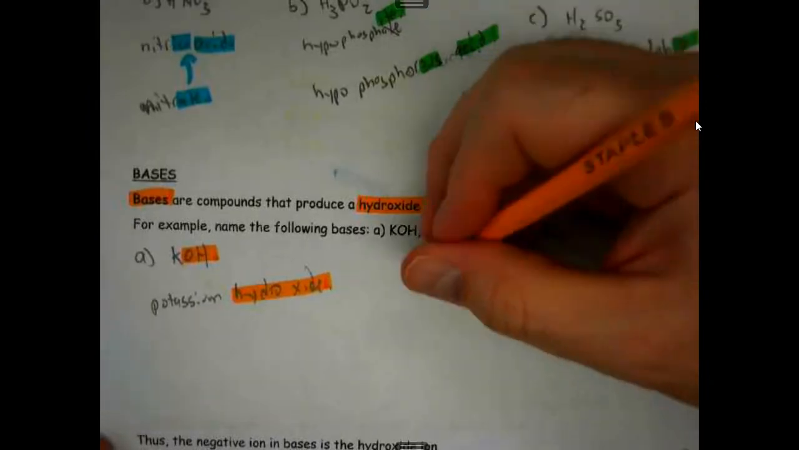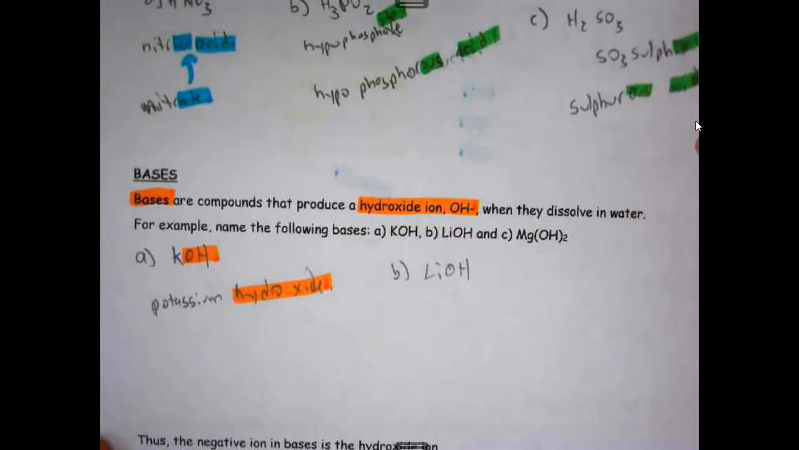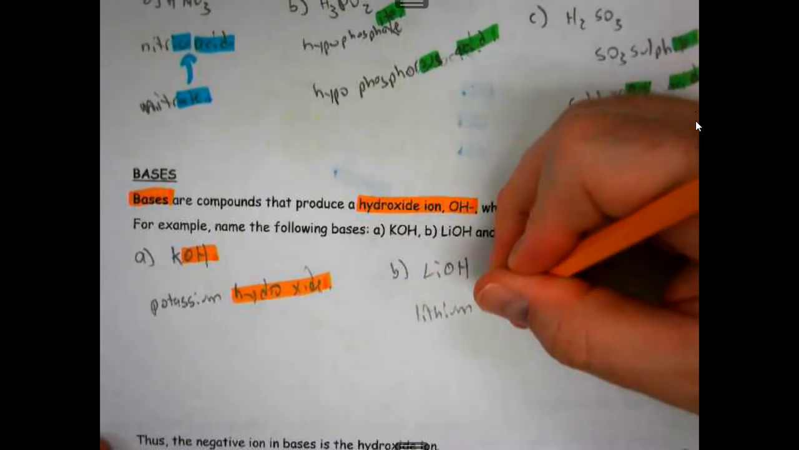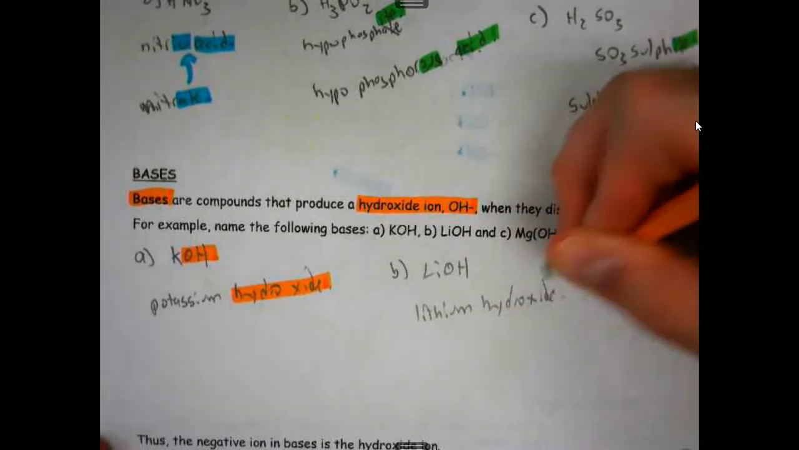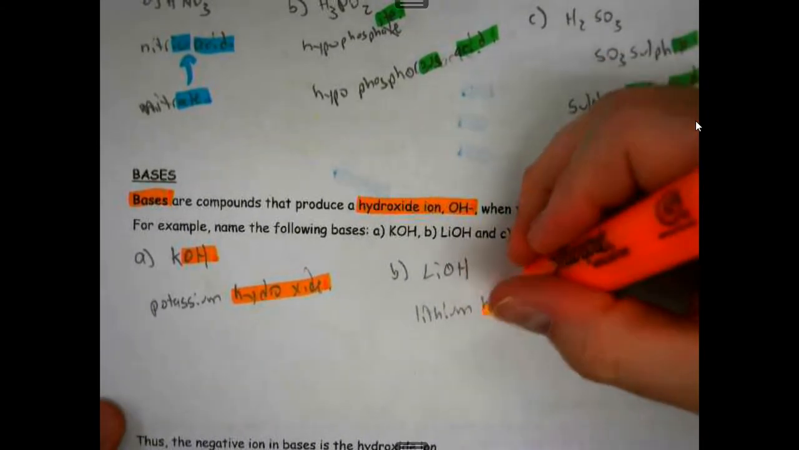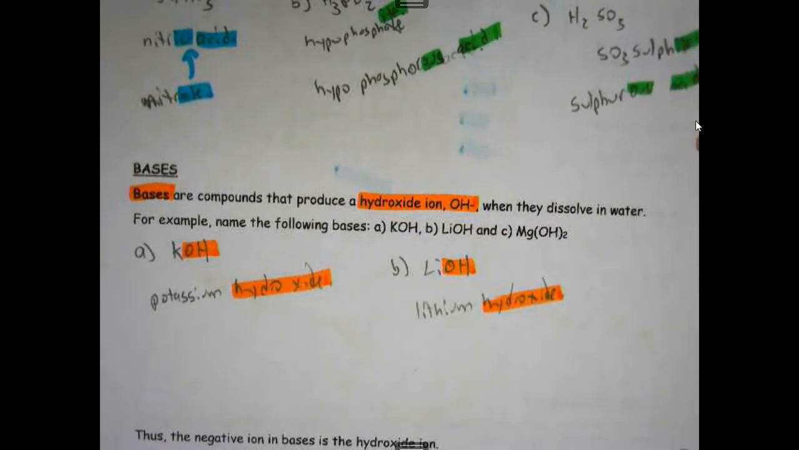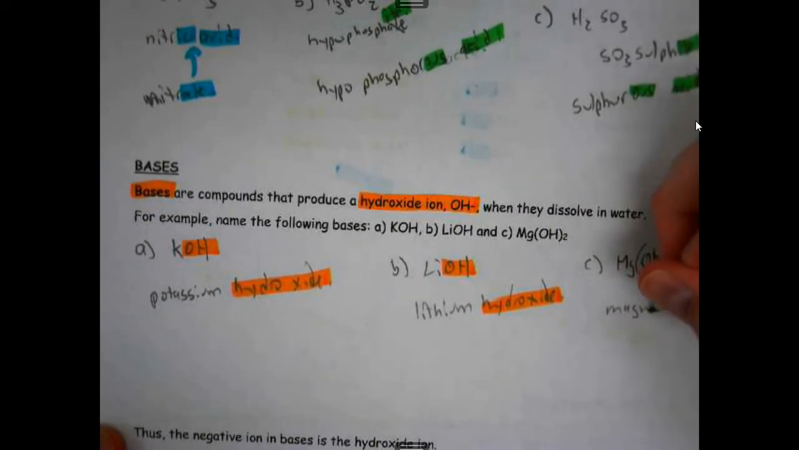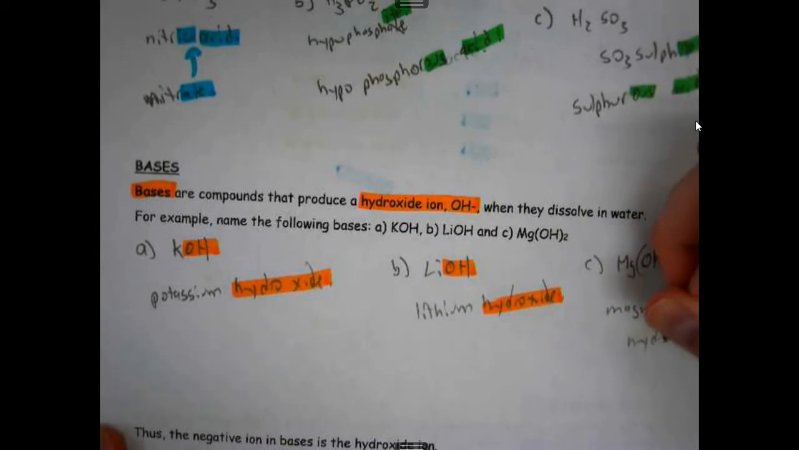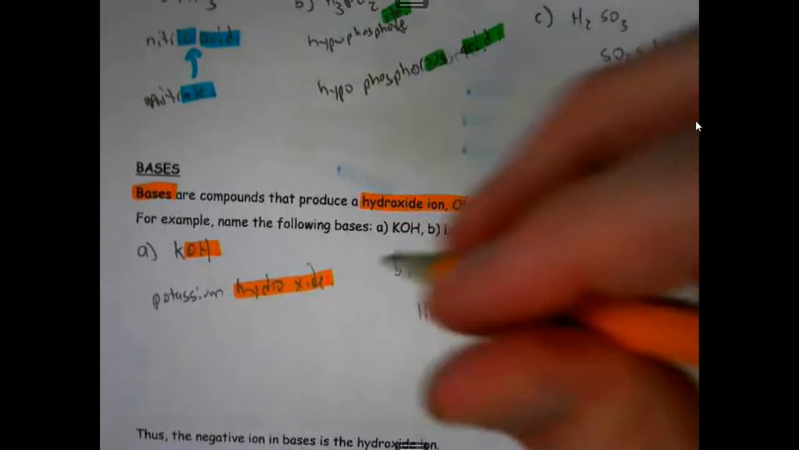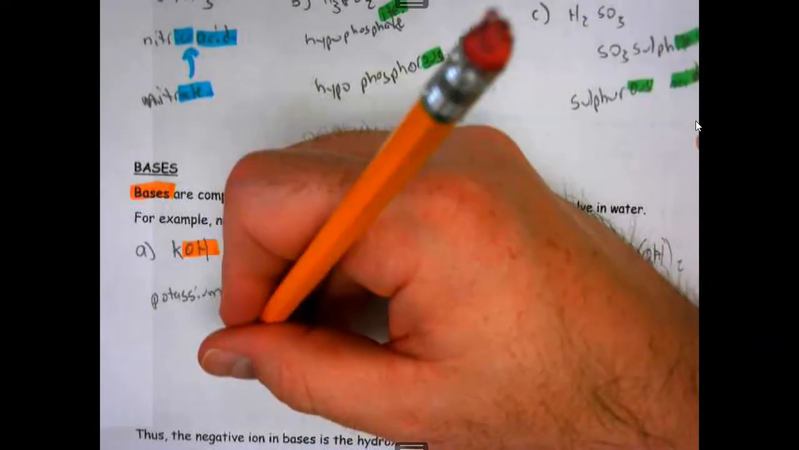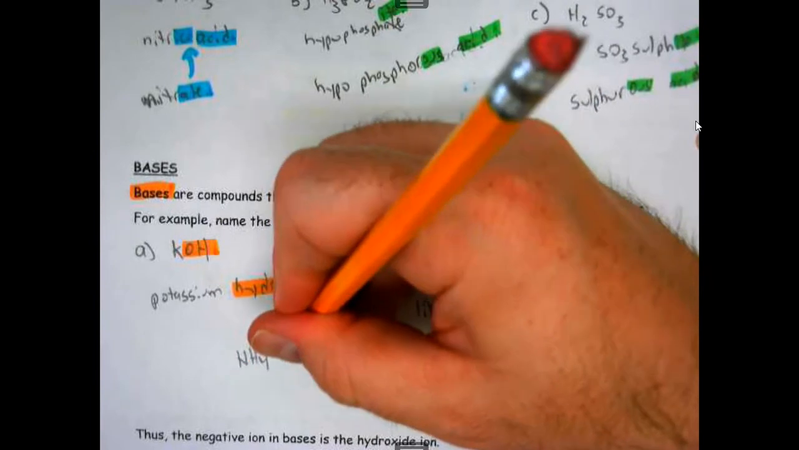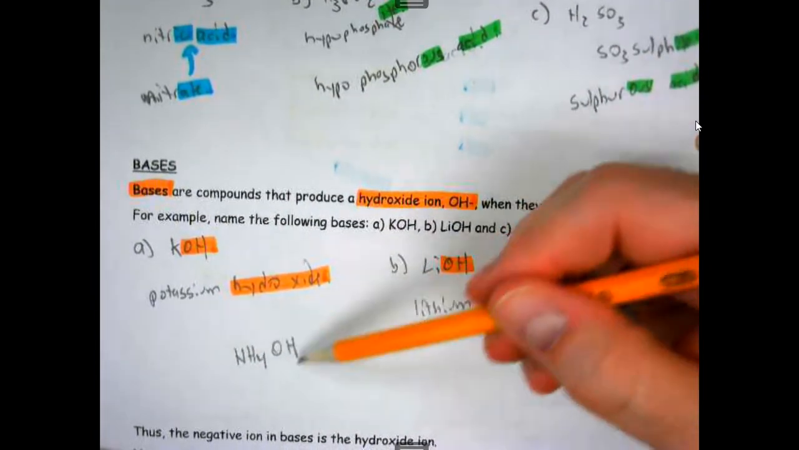Okay? So if you had B here, which is LiOH, it's just lithium hydroxide. And that's it. And I know it's a base because I have a hydroxide in the name, or because I have OH in the formula. And then C here, Mg(OH)2, is the same thing. It's just magnesium hydroxide. And that's it. Now you might get, let's say for instance, ammonium, NH4OH. And again, the same thing applies. It's still just an OH. So it's ammonium hydroxide in that case.